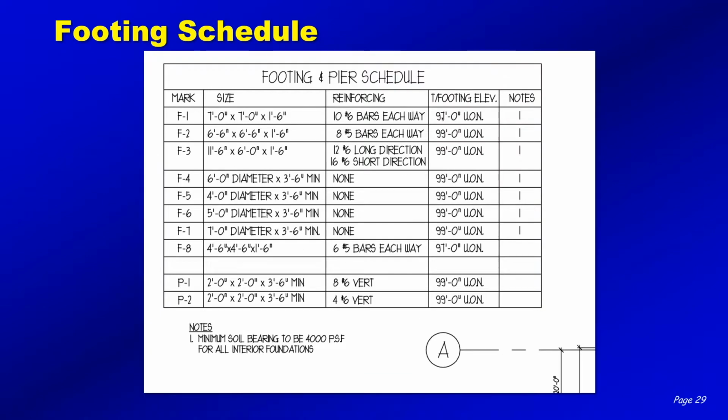Now we get into the concrete. You see markings for footings, footing 1 through F, and then they've got a couple of piers, pier 1 and pier 2. They tell you the different sizes, the reinforcing that goes into it, what the elevations might be, and some general notes. Pretty simple footing schedule, but if any of you have been on big jobs, they get really complicated really quick.